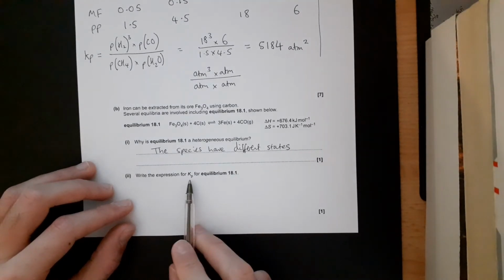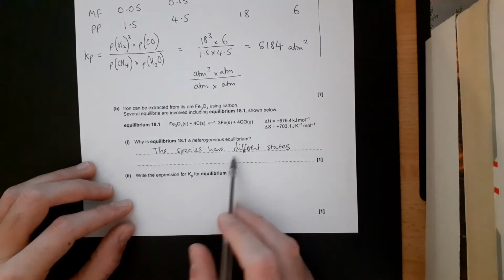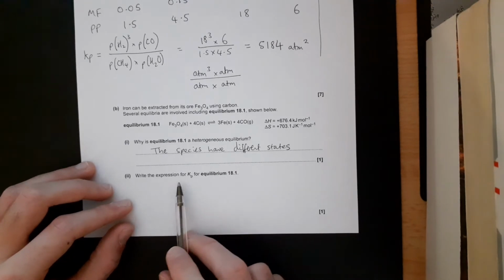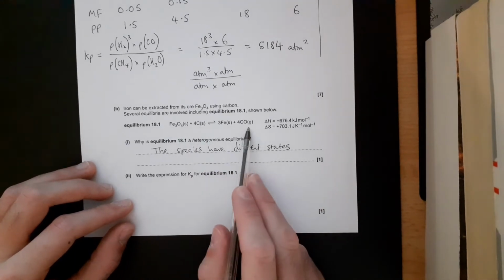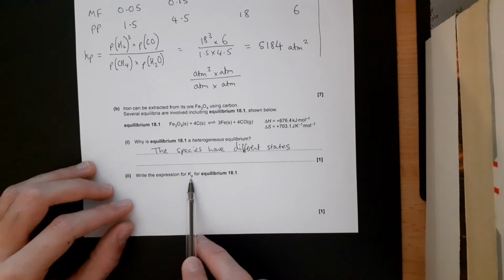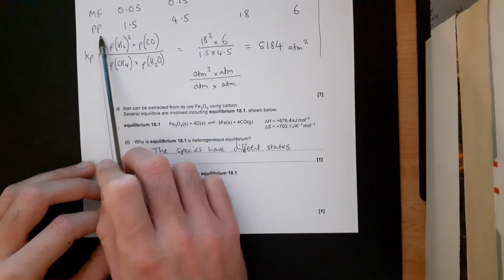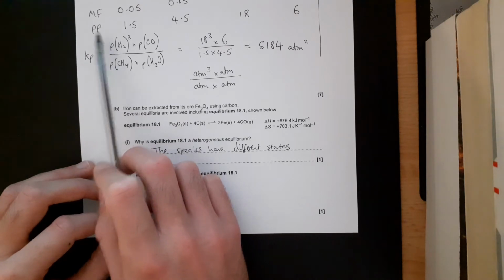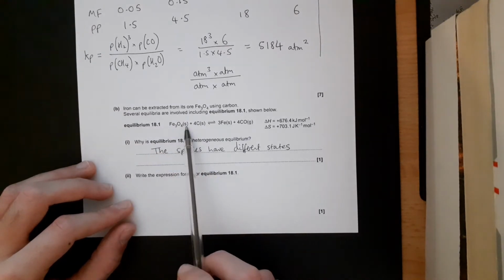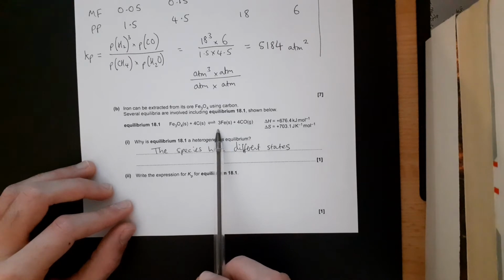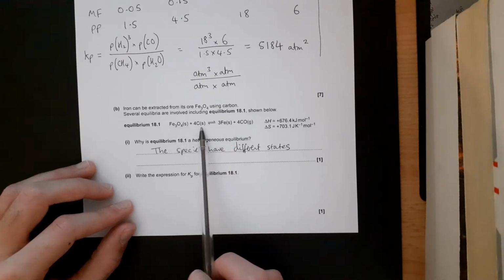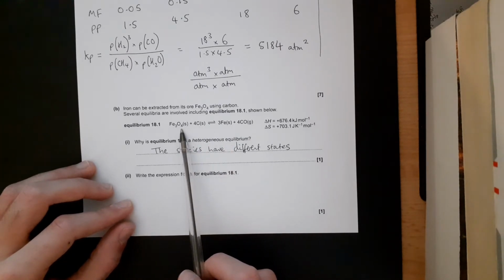And then if we're going to write the expression for Kp, this is why they've linked it in. This matters, the fact that they're in different states, because if we're doing Kp, we're ending up calculating partial pressures, aren't we? You can only have a pressure of a gas, can't you? You can't have the partial pressure of a solid. It doesn't make any sense. So these things are not going to be involved in the expression for Kp.